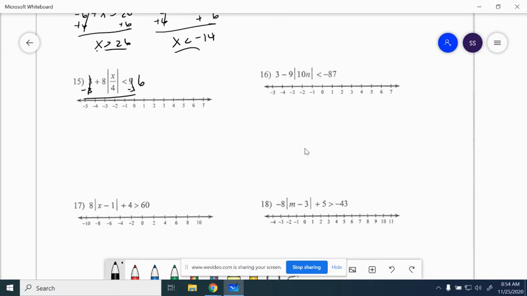Now, I want to get rid of this 8, so I'm going to divide by 8, and I'll be left with the absolute value of X over 4 is less than 3/4. And now I'm going to set up two equations. One, you simply remove the absolute value bars. And the second one, switch the sign, make it negative.